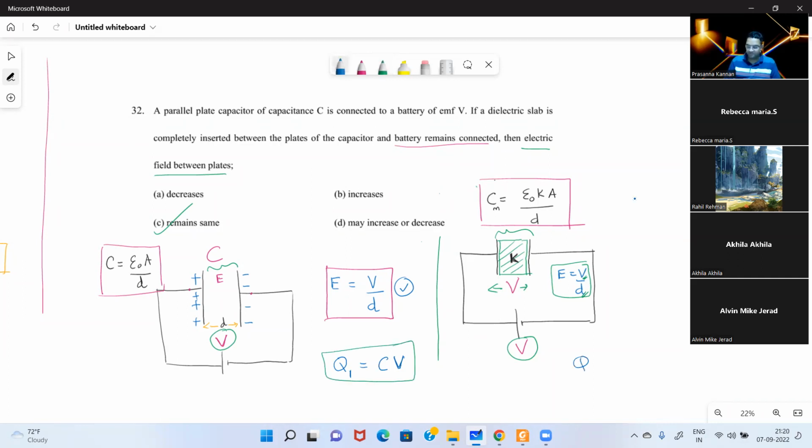What is the charge here? Is it CV or CM into V? What is the capacitance in this case? It is CM, correct? So it is CM into V. So tell me whether Q1 and Q2 are the same or different. Anybody? Yes, Alvin, tell me, are Q1 and Q2 the same or different?